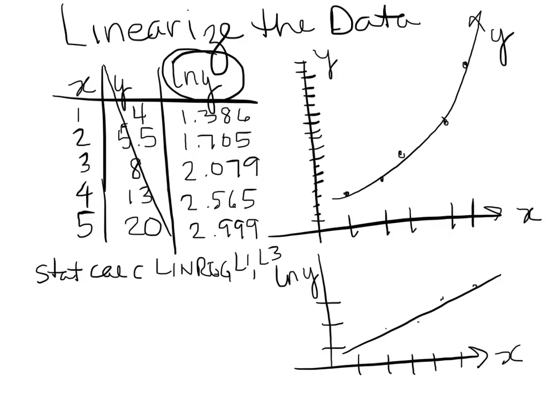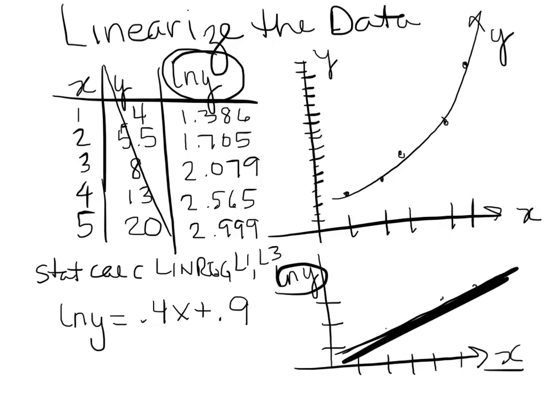When you do that, you're plotting natural log y versus x. So when it returns a and b, it's returning ln y equals, and I did mine, and I got 0.4x plus 0.9. So that's the equation of this line, the one that best fits the data, remember?